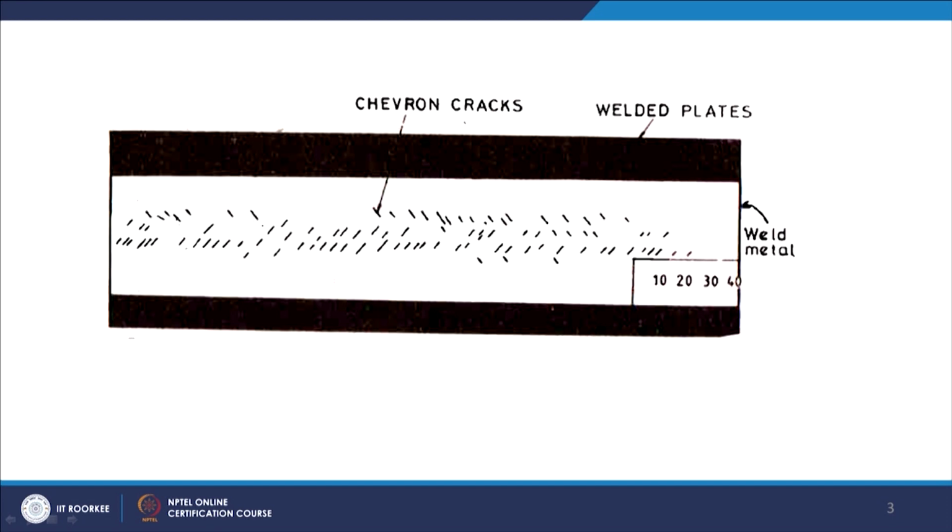Normally, Chevron cracking is most commonly observed in relatively thick sections of carbon manganese steel plate, and that too when you are welding with high heat input welding processes. In those cases you are likely to have it, which is why we talked about these SAW processes. In that you are likely to have the formation of these Chevron cracks.